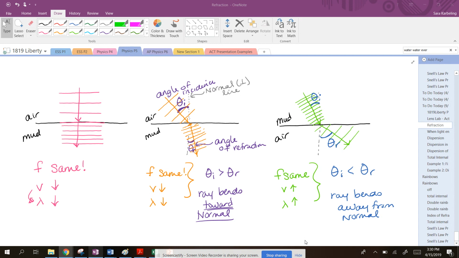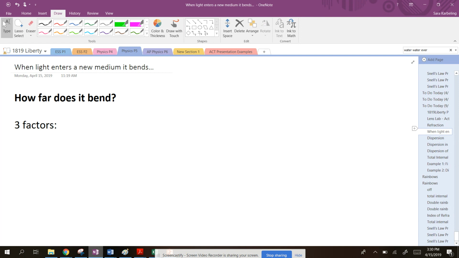A couple of days ago, when we were doing our marching band analogy, you remember that we were marching from air into mud. As we did so, our step lengths changed, and as a result, the light bent. So we know that the light bends, and we know that it bends in different directions depending on what type of medium you're in. Today we're going to talk a little bit about when light enters that new medium. We know that it bends, so this is what we already know, okay? And we want to figure out how far it bends.